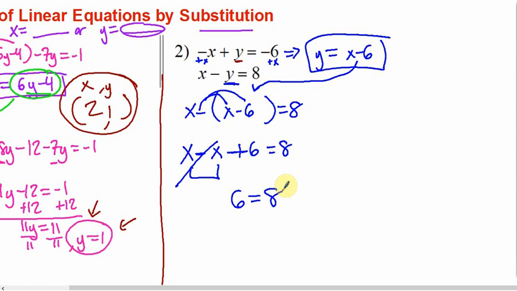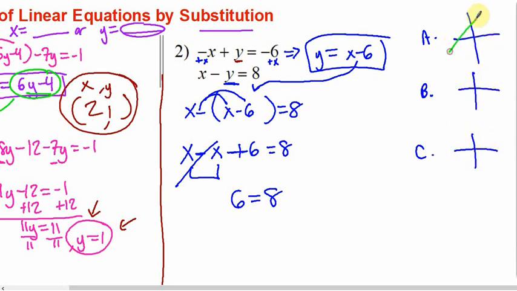Here's the idea. With substitution, you might remember this from the graphing example. I'll just show you a visual. You could have three possibilities when you're graphing two lines. I'm just going to draw a couple lines here. You could have two lines that meet in one point, like on picture A, and that's like the earlier example. They meet at the point 2 comma 1. So this has one solution.